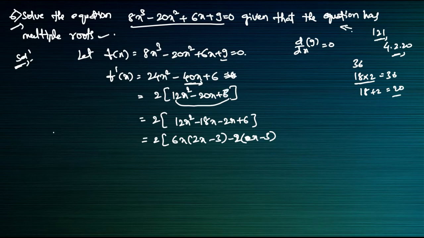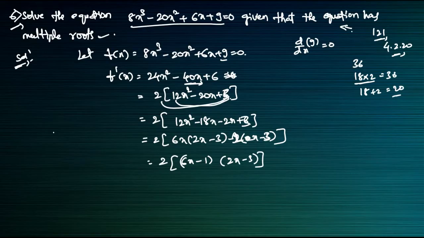We take 3 common from this also, 2 threes are 6. So 1 common, it becomes 2x minus 3. So it will become 2 into 6x minus 1 into 2x minus 3. From this, 6x minus 1 is equal to 0 and 2x minus 3 is equal to 0, so x is equal to 1 by 6 and 3 by 2. So we got 2 factors here.